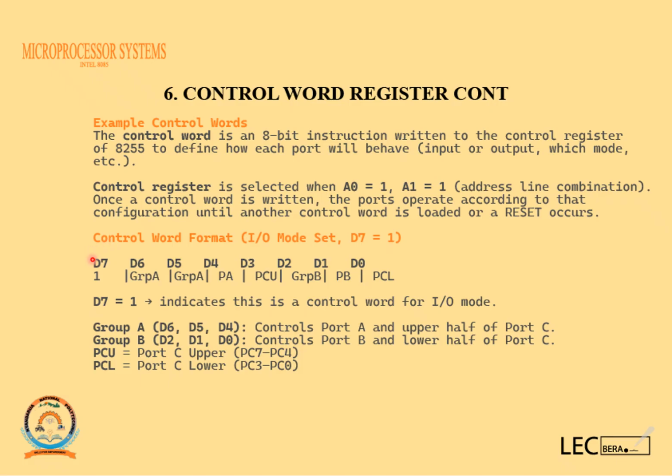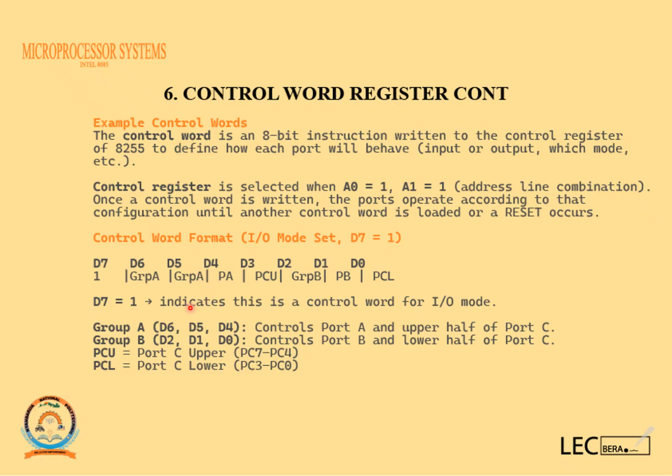This is a control word. Why are we saying it's a word? Because it's a byte. 1 byte is equivalent to a word. Now, why do we say it's a control word? It's a control word because anything you are going to put here is going to control the register. So D0 is going to be for port C lower. D1 is going to be for port B. D2 is going to be for group B. D3 is going to be for port C upper. D4 is going to be for port A.